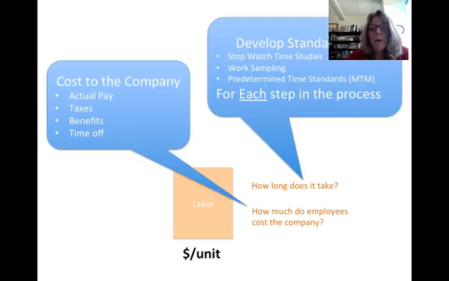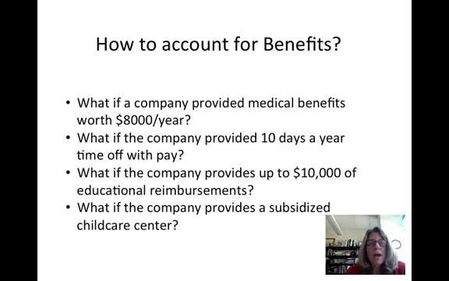There's something else we've missed, though. If you remember, we actually need to include benefits or time off in the company. We calculated the taxes, but we need to see what the benefits are. What kind of benefits do companies have? What if the company provides medical benefits at $8,000 a year, which is actually a pretty standard amount? That's what it costs the company. You need to include that in there.